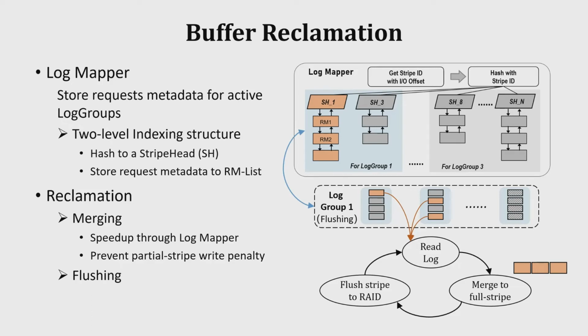Then it iterates the ARM list to read buffer data in sublogs and merges them into full stripe writes in memory. In addition, Mlog has assigned requests targeting the same RAID stripe to the same log group in the two-phase allocation, thus preventing inconsistent stripe states due to different reclaiming orders.